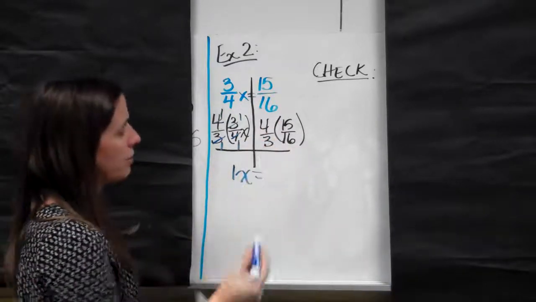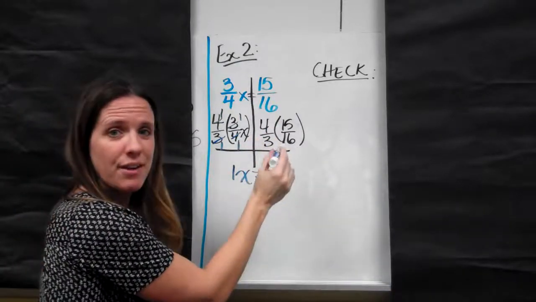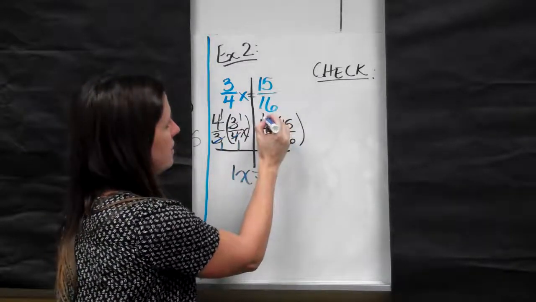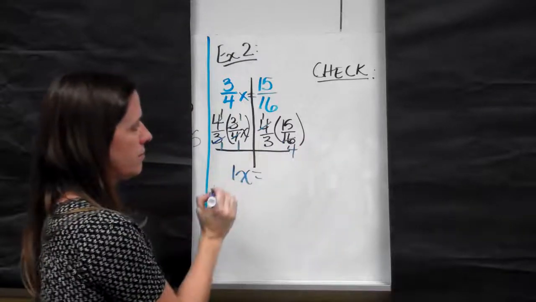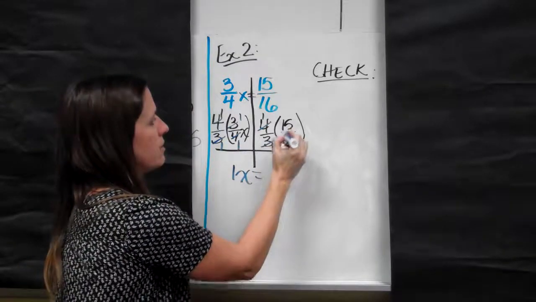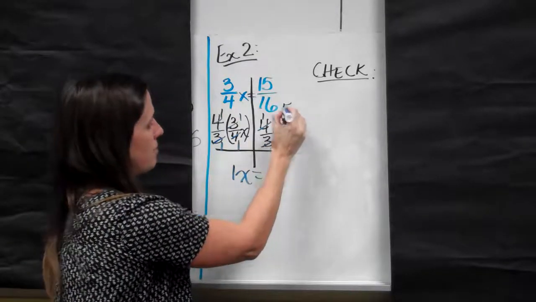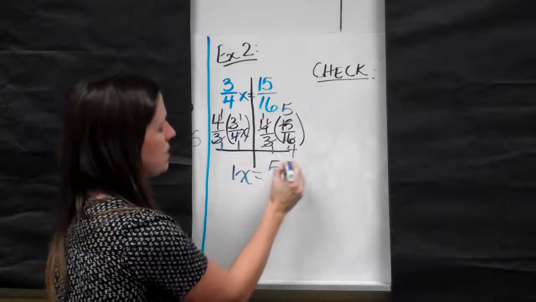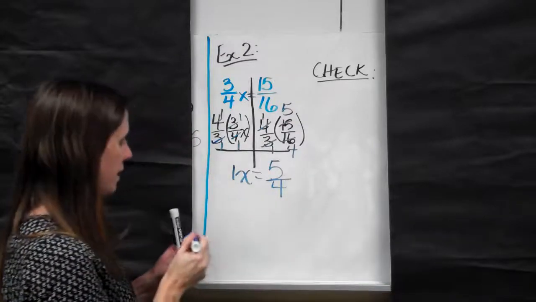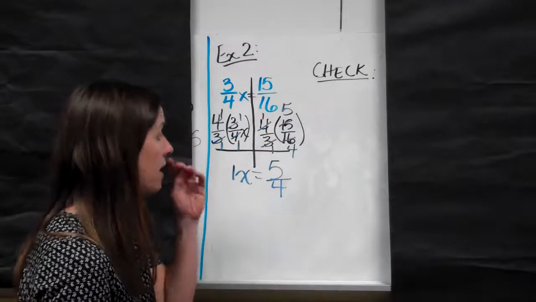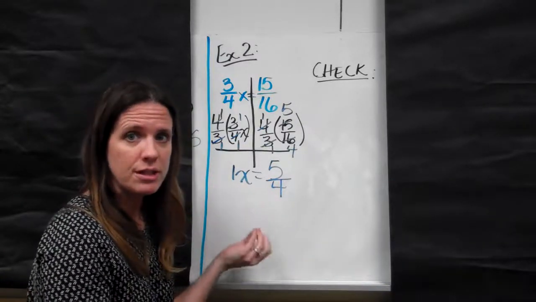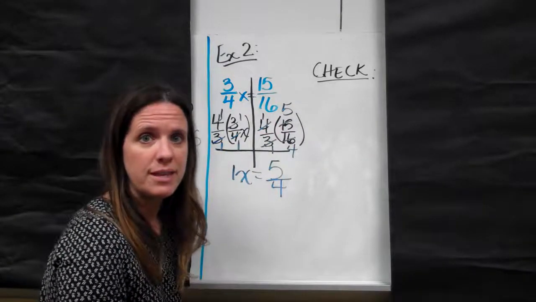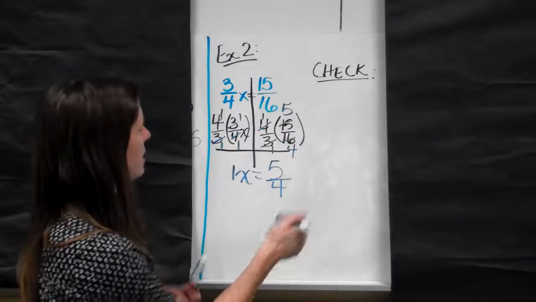And over here, looking at the cross simplification, we kind of have a lot going on. 4 can go into 16 4 times, and 3 can go into 15 5 times. 1 times 5 is 5, 1 times 4 is 4. So we get 1x equals 5/4. This time it's an improper fraction. That's okay. You can leave it like that because it will be easier to work with in the check. So let's go ahead and set up that check.